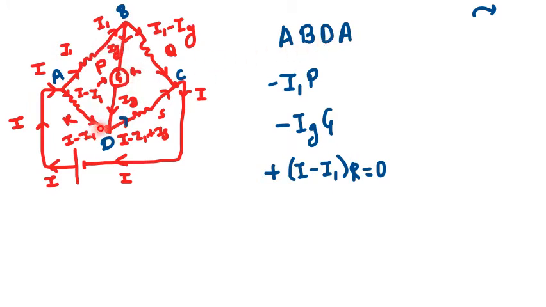And from D to A, when you move from D to A, the current is opposite. So you have to write plus I minus I1 into R. And the total change in potential is 0.